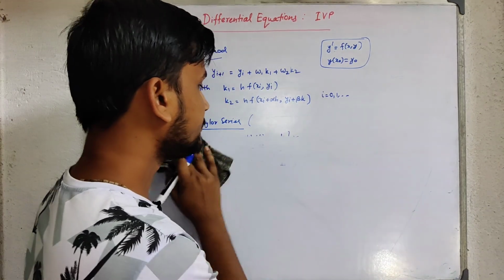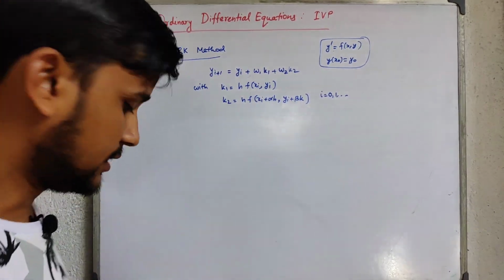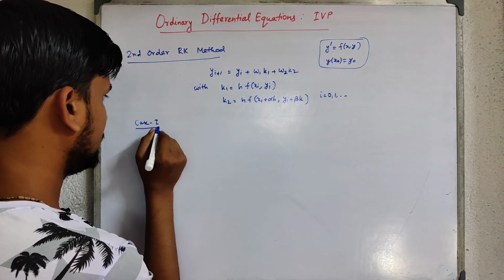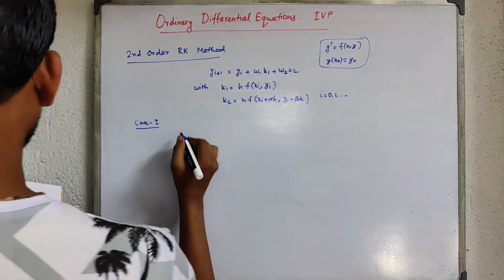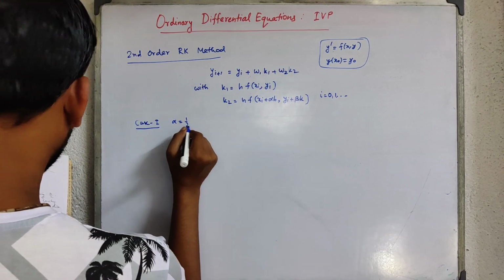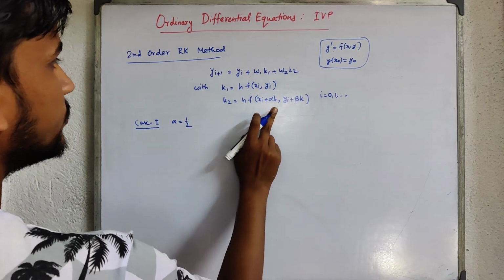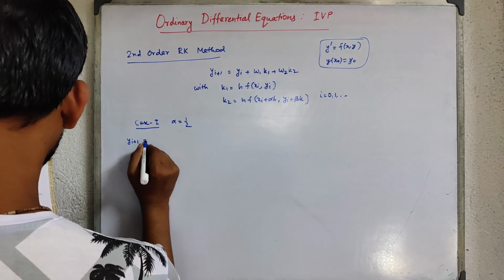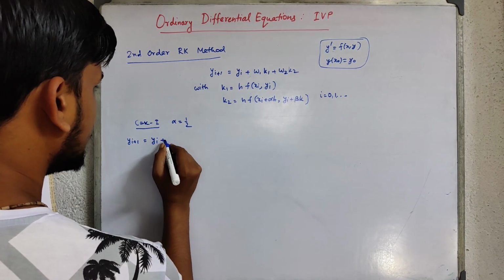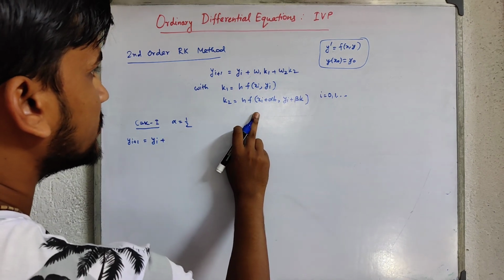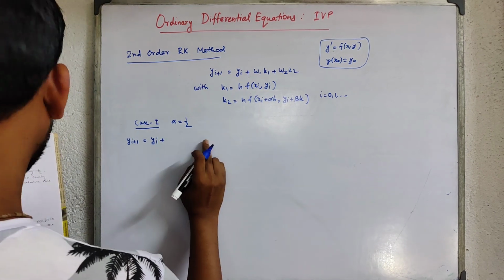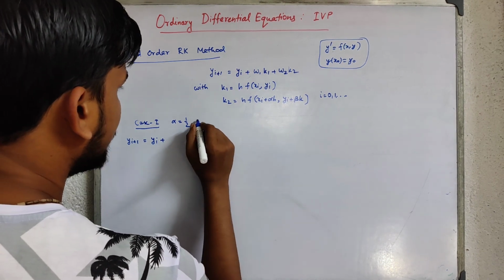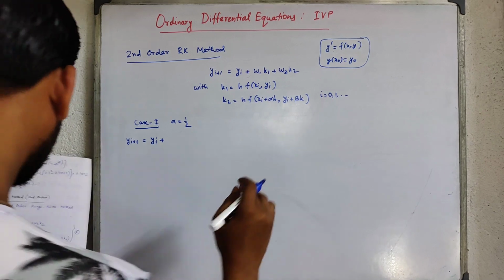I will just remove this. Now case 1, if alpha equal to half, then we put the value of alpha here. Then y_{i+1} equals y_i plus, with alpha equal to half, y_i plus w1 k1 plus w2 k2.